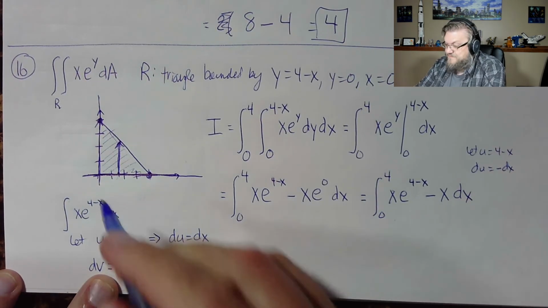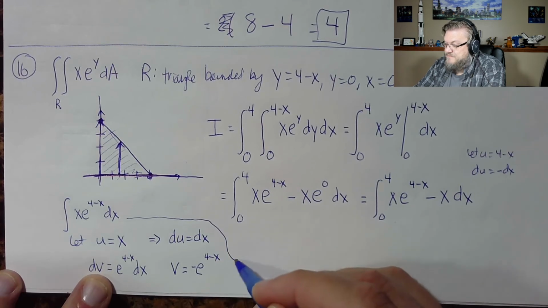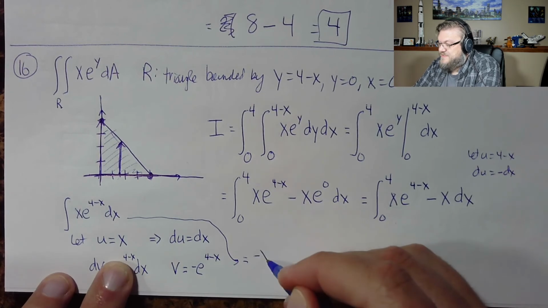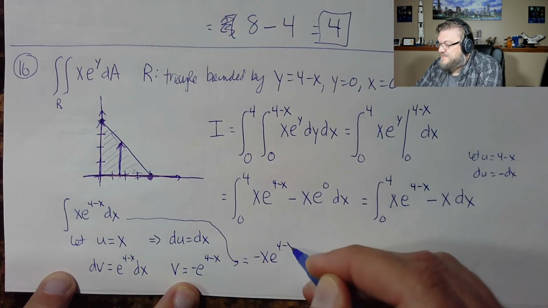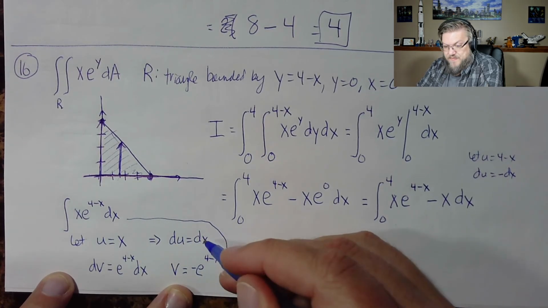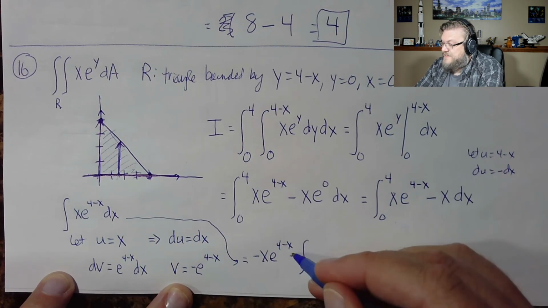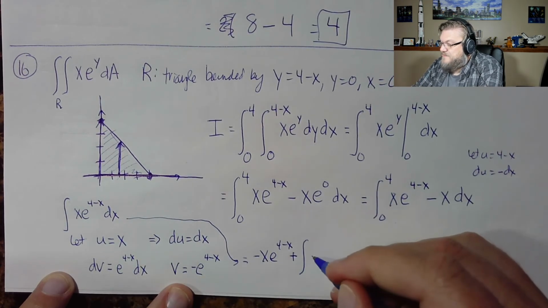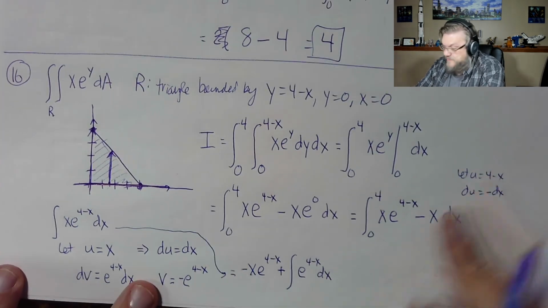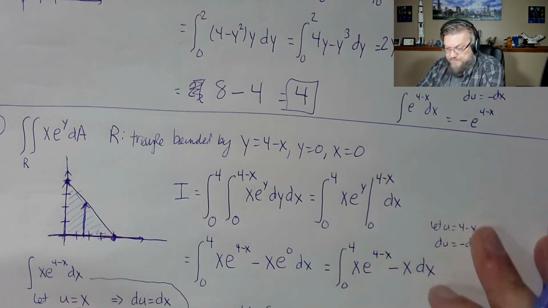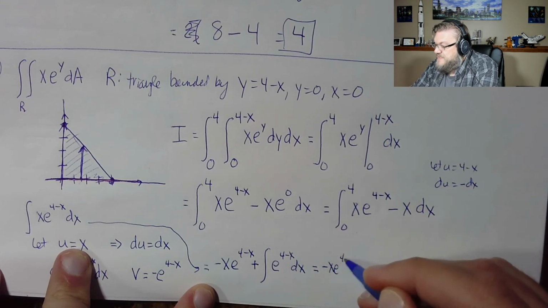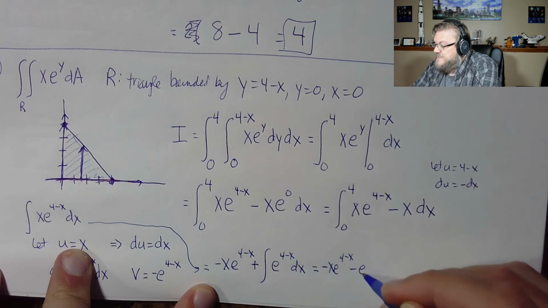Okay, now that we have our parts, we just have to remember that darn formula, right? Which is uv, so minus x times e to the 4 minus x, minus the integral of v du. So v has a negative, so that negative out in front becomes positive, and I'm integrating e to the 4 minus x dx. Oh, that's not bad at all. We just did that integral. That showed up again. So that means I'm finished. This is going to be negative x e to the 4 minus x minus e to the 4 minus x.